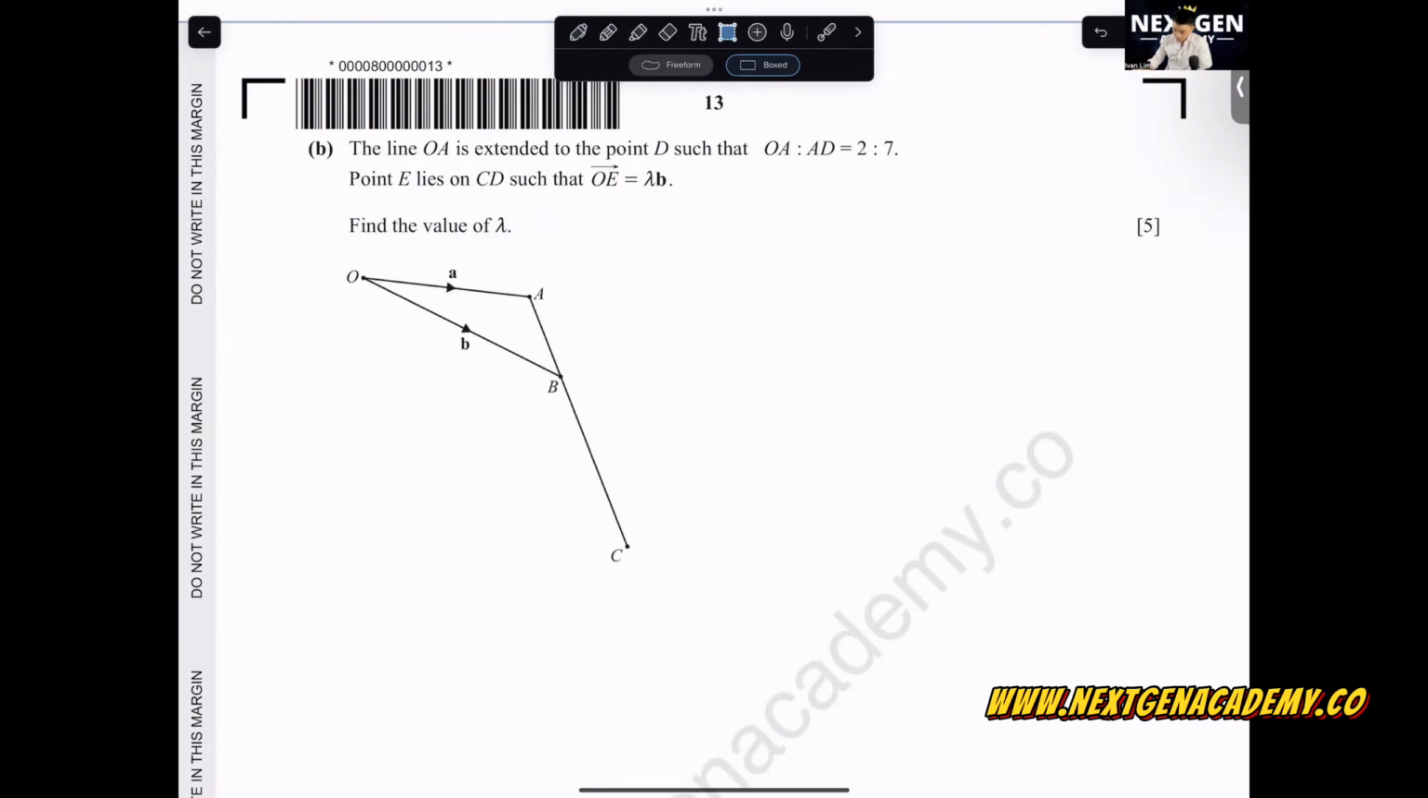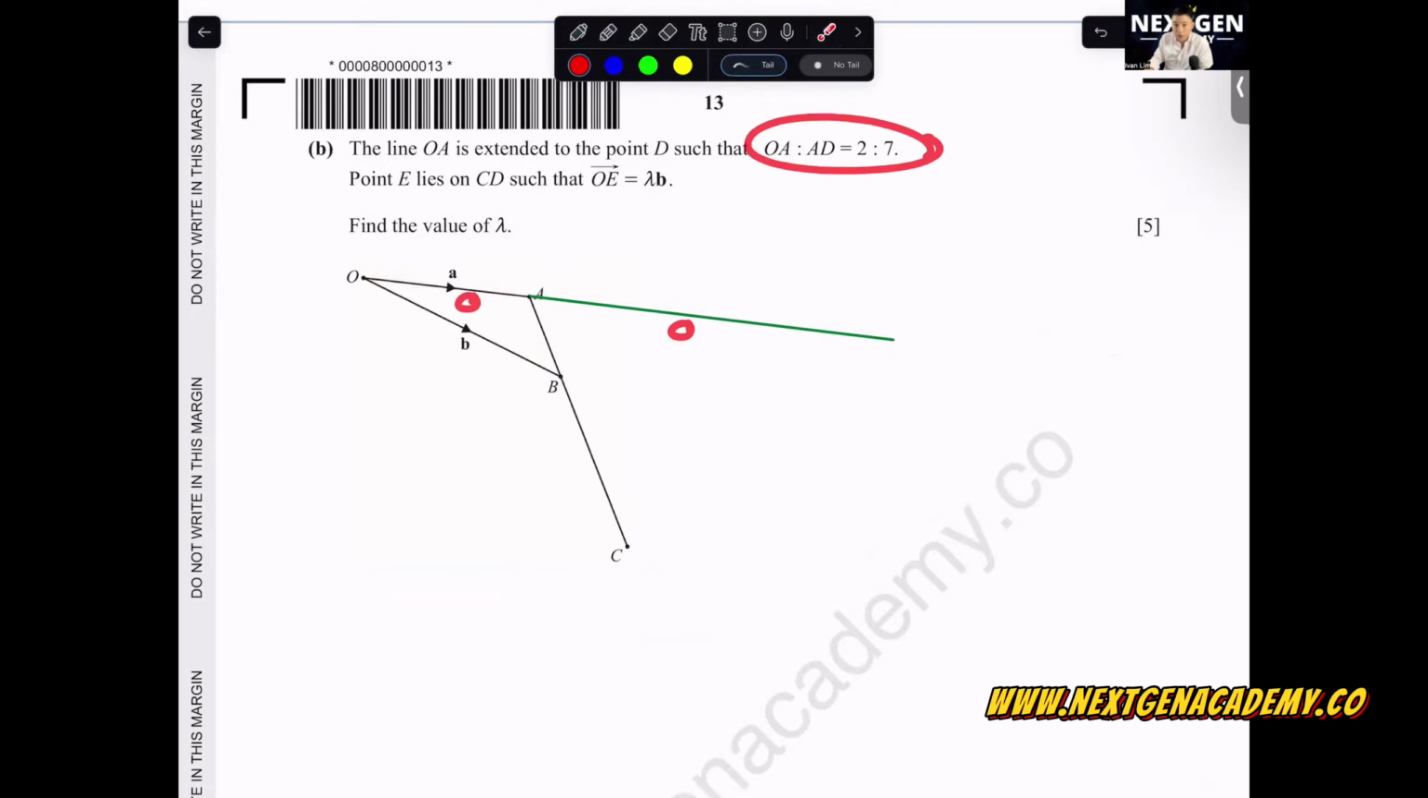The line OA is extended to the point D such that OA to AD is 2 to 7. Okay, so OA to AD, we should know this one. We will just roughly estimate. It's probably around here. I don't know where exactly it is, but let's just assume D is probably around here. What I know is that this is 2 parts, this is 7 parts, and they are related to this ratio here first.